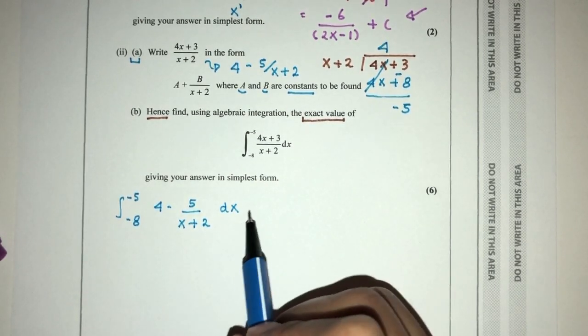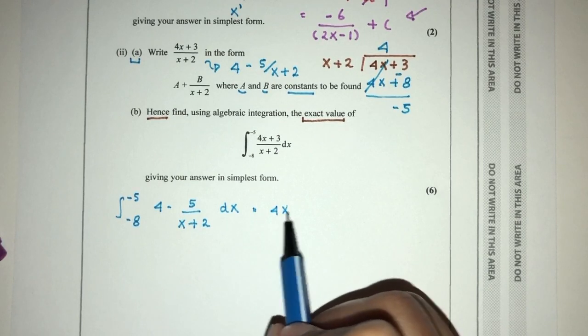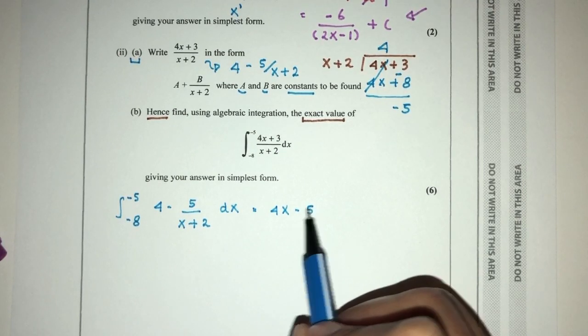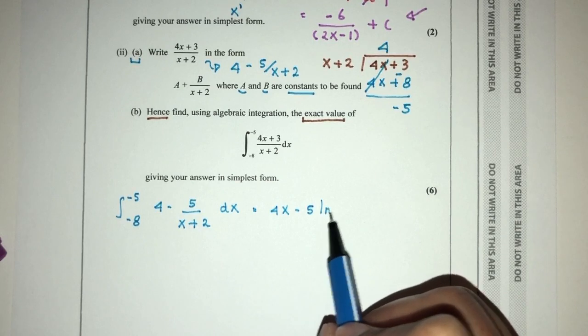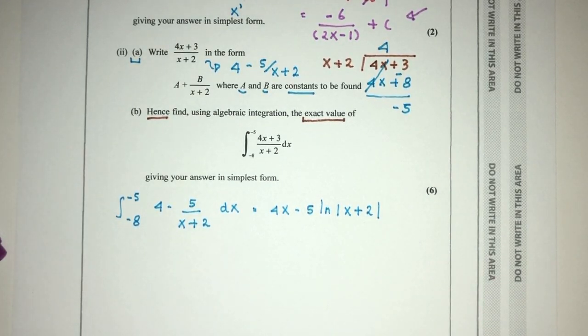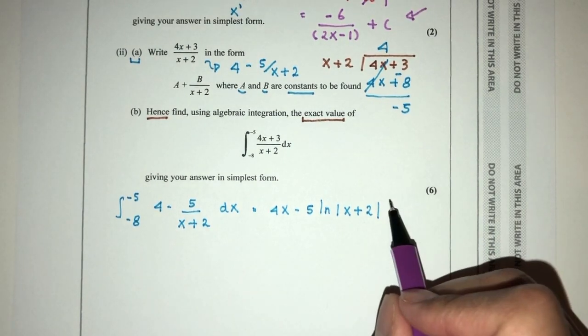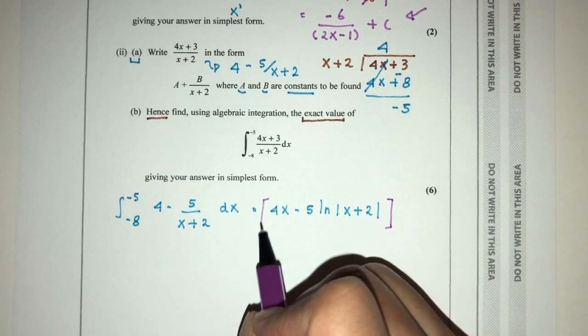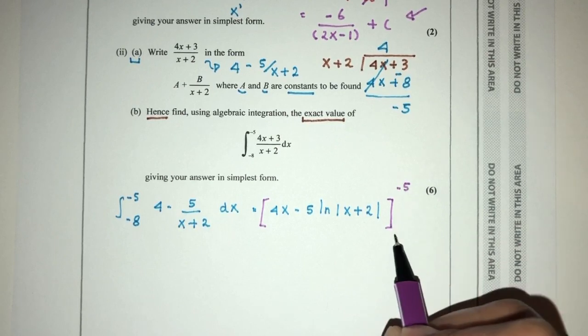Let's first integrate. That will give you what? 4x minus 5. 5 is only a multiple, so here we can send this up. That will be x plus 2. The reason why we put modulus is because we know that the value of ln cannot take any negative values either way. Now in this question, we don't need to care about the negative signs.